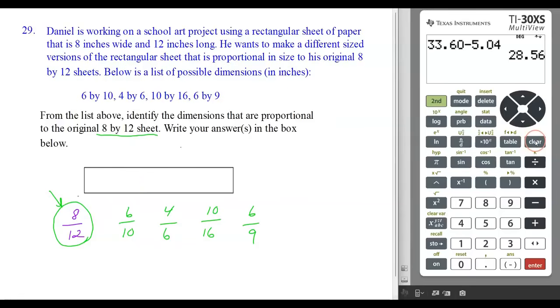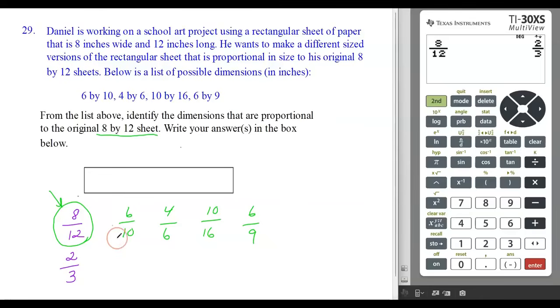So let me hit the clear button here. We're going to start with 8 over 12. I'm going to type that in as a fraction. Here's my fraction button, 8 on top. Hit your down arrow, 12 on the bottom. And hit enter, and you get 2/3. Now I'll reduce each one of these, and whichever ones actually come out to 2/3, I'll just write that in the box and I'm done. So let's go ahead and do that.